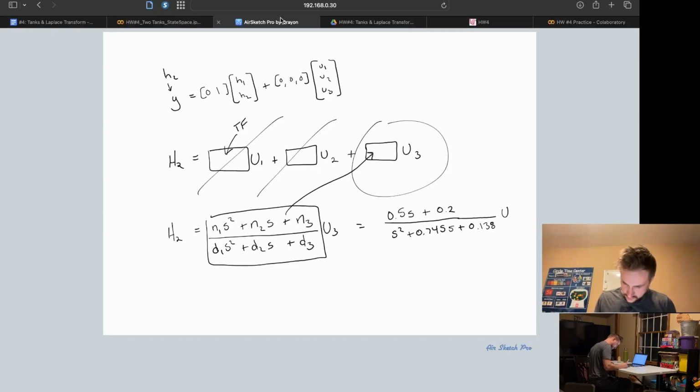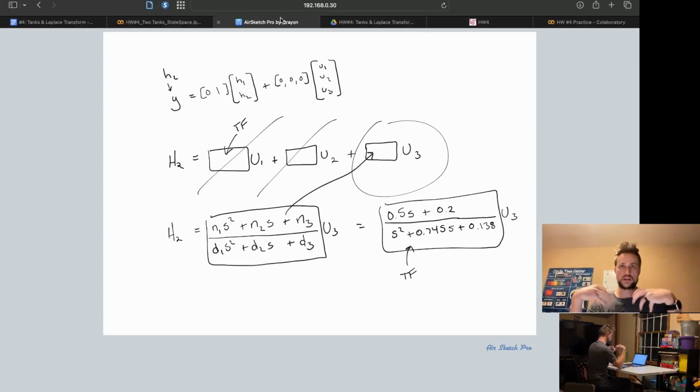What this is saying is this is our transfer function, and this is the degree, the sensitivity to which U3 impacts any changes upon H2. U3 is independent. We can control that. We can manipulate it as much as we want by increasing or decreasing the amount of U3, and the degree to which U3 impacts H2 is shown by our transfer function right there.